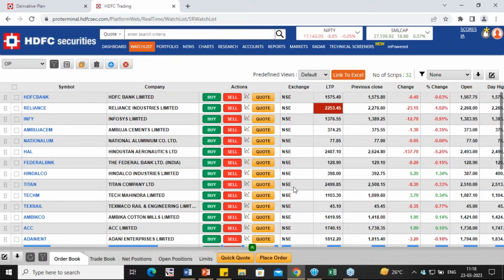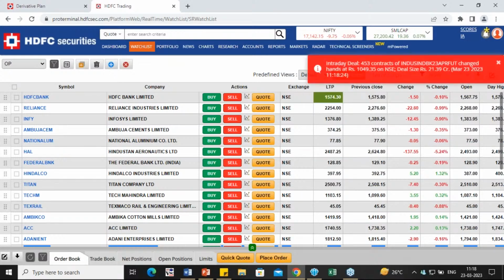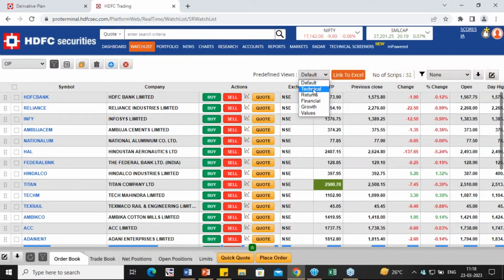Also, for those who are basic in technical analysis or fundamental, and don't know how to plot all the levels, we have also given a predefined view by five different parameters. You can see on the screen the predefined view over here. Just click over here and you can see that we have given five different parameters: technical, returns, financial, growth, and values.